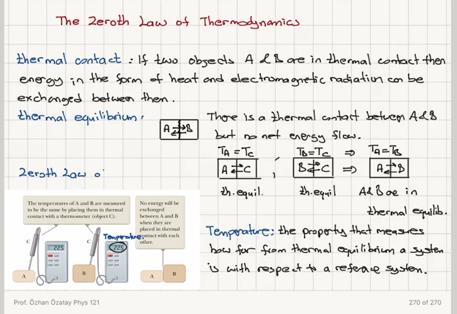So what I have just stated here is the zeroth law of thermodynamics. So the zeroth law of thermodynamics defines temperature, and it's just saying that if two systems have the same temperature, when they are made into thermal contact with each other, there would be no energy flow in the form of heat and electromagnetic radiation between the systems.